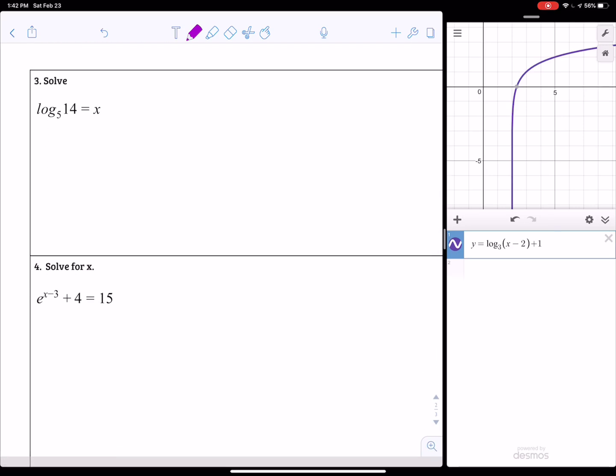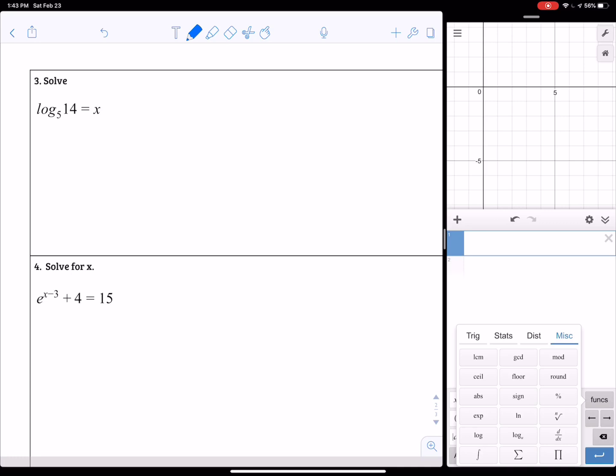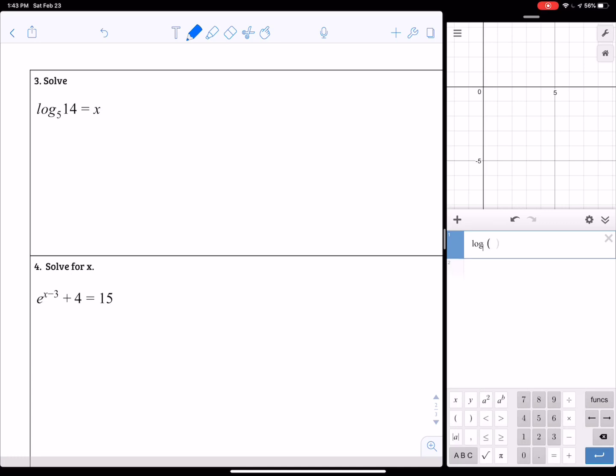Number 3 says solve log base 5 of 14 equals x. So there's a couple ways we could do this. We can either type it in Desmos or in the graphing calculator, but you just want to type it in because there's nothing you have to rewrite or actually solve for. It's kind of just a calculator problem. So on Desmos, I'm going to hit functions again and click miscellaneous and log with the little a as the base, so I could type in the base of 5. Then move over to the parentheses and put in the 14. And then right there in the corner is the answer.